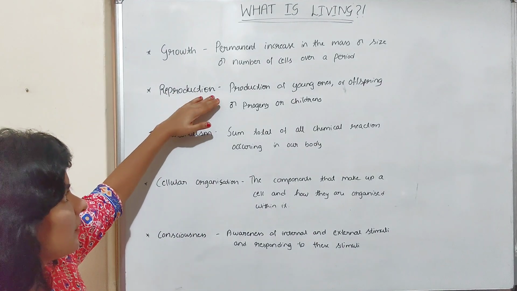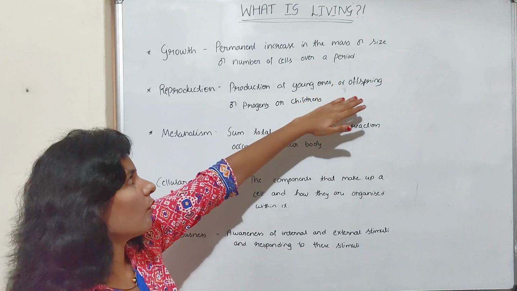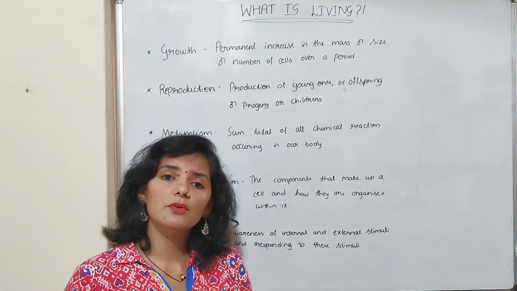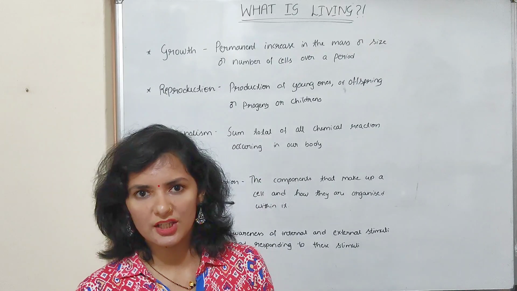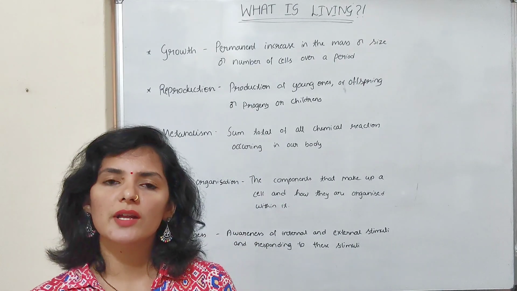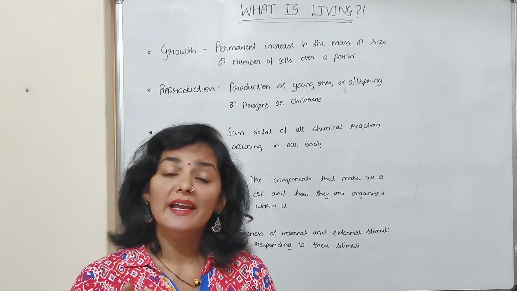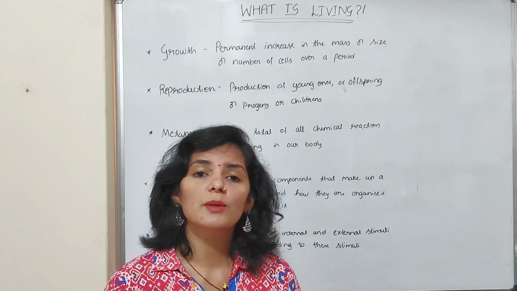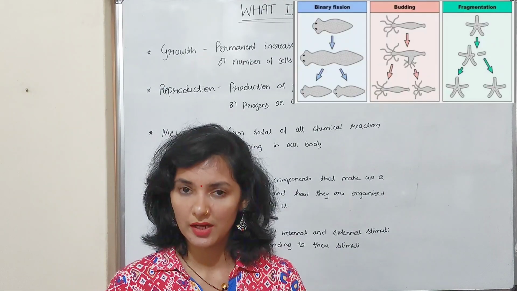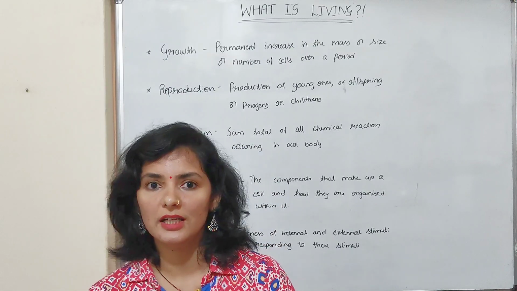Next character is reproduction. What do you mean by reproduction? Reproduction is the production of young ones, offspring, progeny or children. Organisms reproduce either sexually or asexually. Most of the organisms reproduce by sexual method, and some of the organisms like fungi reproduce by asexual method. In the lower organisms, they also reproduce by methods like budding, binary fission, fragmentation, etc. And in the case of unicellular organisms, they reproduce by simple cell division.